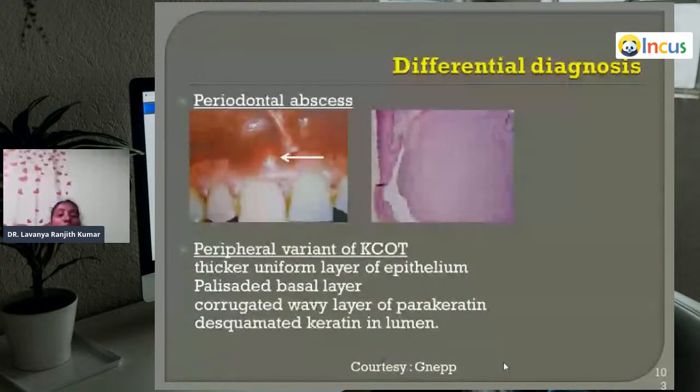Differential diagnosis will be periodontal abscess and also the peripheral variant of OKC. Periodontal abscess occurs because of infection in the periapical region, leading to abscess development, which can be a periodontal abscess or any of the periapical abscesses. In OKC, the lining is a thick, uniform layer of epithelium with a palisaded basal layer, corrugated wavy layers of parakeratin, and desquamated epithelial keratin in the lumen of the cystic cavity.